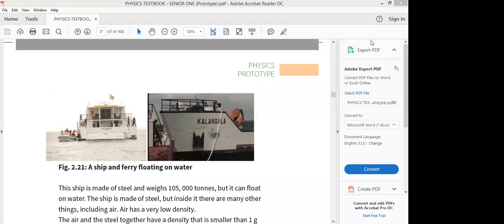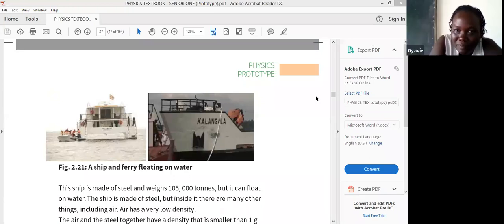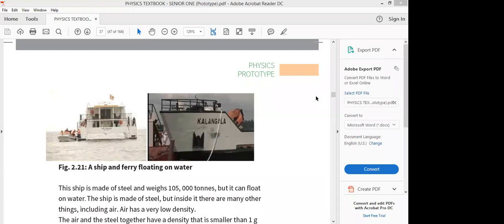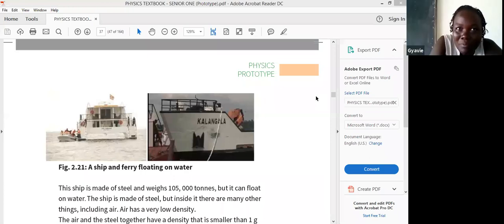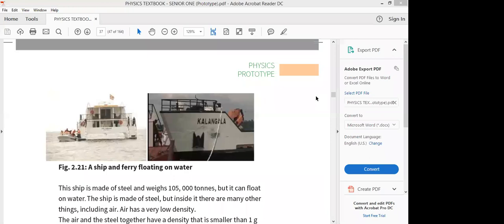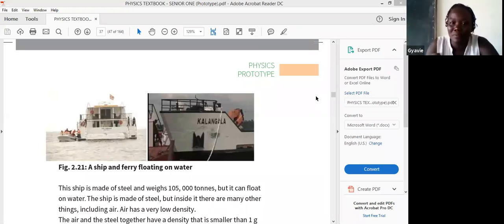Now, tell us exactly where that air is. Teacher, I think when they are making the ship, the ship is big, making the volume large. So when the volume is large, it will affect the density, making it low for it to float. Okay, that is okay, but remember it is made out of steel, which sinks. So much as the volume is big, the mass is also big because it is made out of steel.